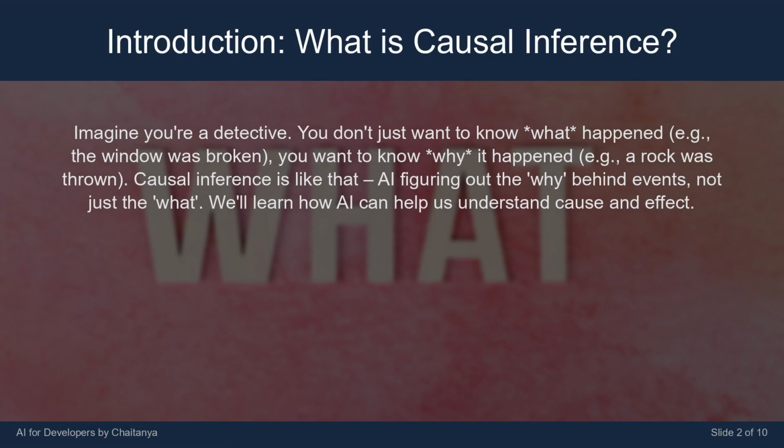Imagine you're a detective. You don't just want to know what happened, e.g., the window was broken. You want to know why it happened, e.g., a rock was thrown. Causal inference is like that, AI figuring out the why behind events, not just the what. We'll learn how AI can help us understand cause and effect.